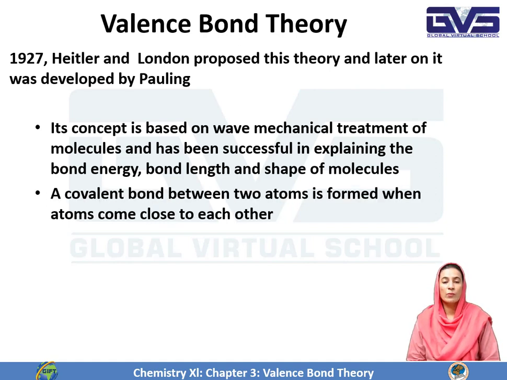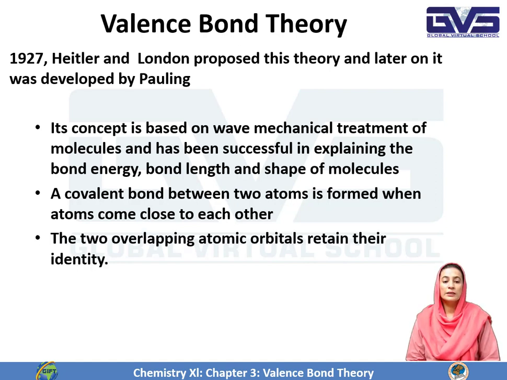And secondly, they tell us that a covalent bond between two atoms is formed when atoms come close to each other. So before bond formation, there is a must condition that atoms should come close to each other. And in the overlapping of atomic orbitals, they retain their identity. So the orbitals that are participating in overlapping retain their identity. They do not lose their identity. Their basic shapes they do not lose, according to the scientists in Valence bond theory.